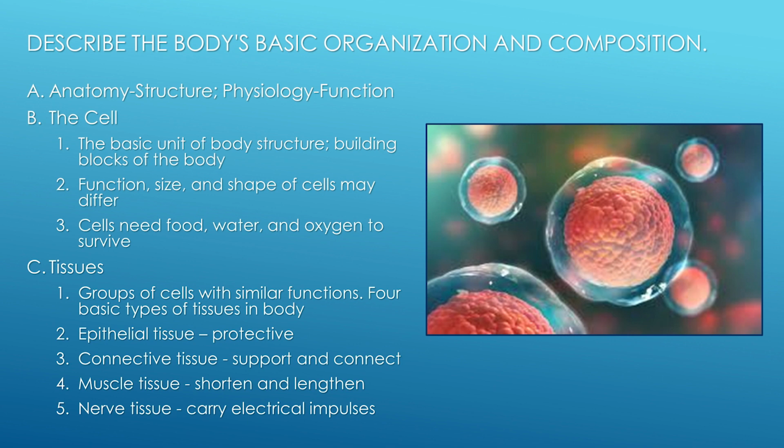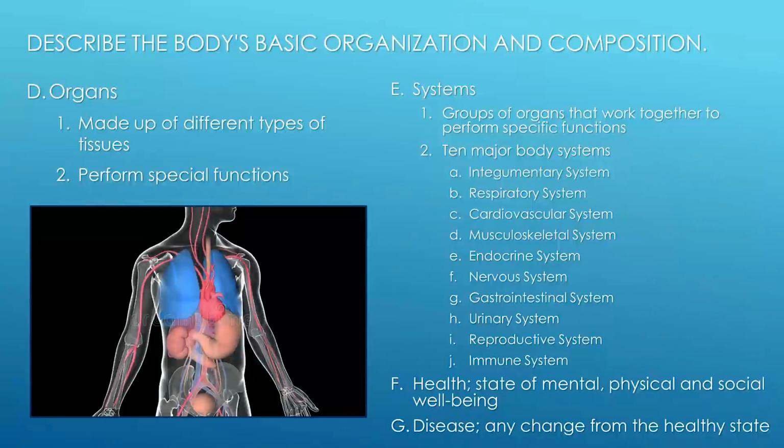C. Tissues, groups of cells with similar functions. There are 4 basic types of tissues in the body. Epithelial tissue, which is protective. Connective tissue, which supports and connects. Muscle tissue, which shortens and lengthens. Nerve tissue, which carries electrical impulses. D. Organs, made up of different types of tissues, and they perform special functions. E. Systems, groups of organs that work together to perform specific functions.